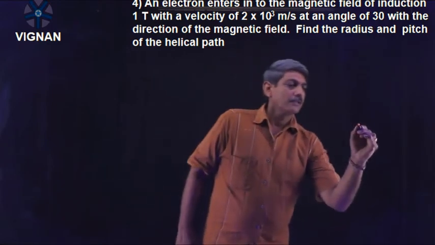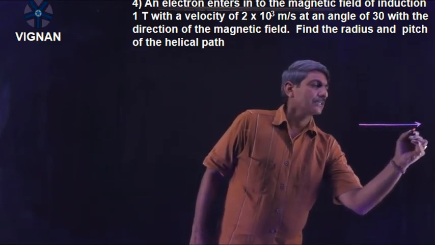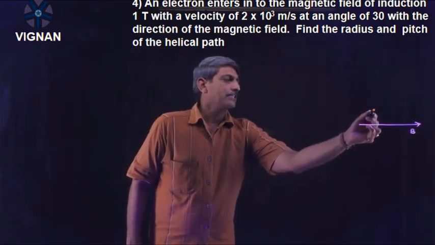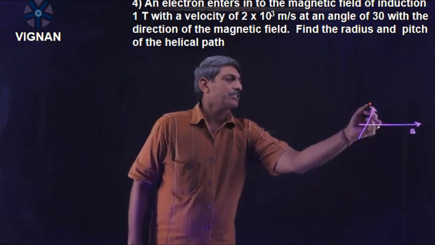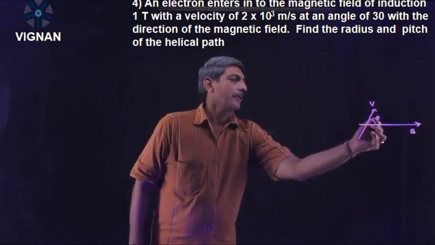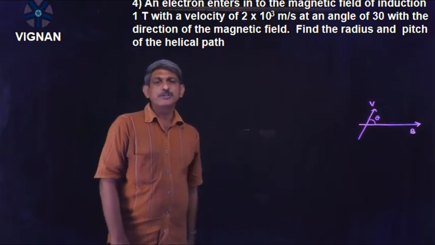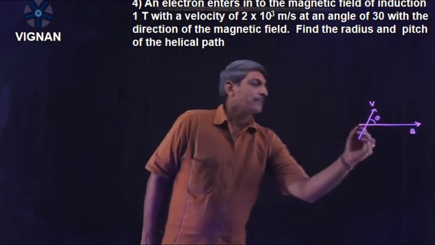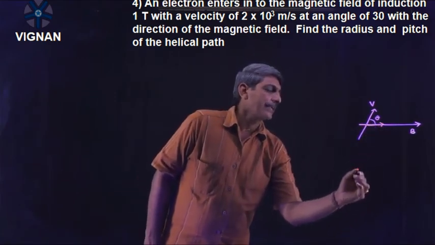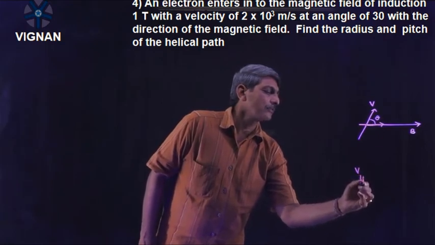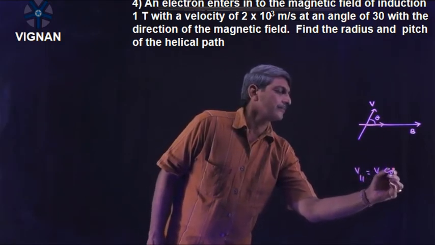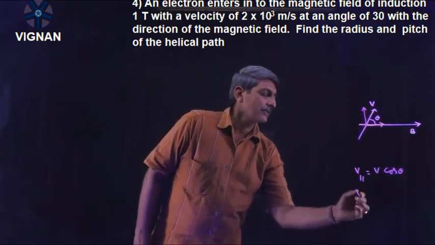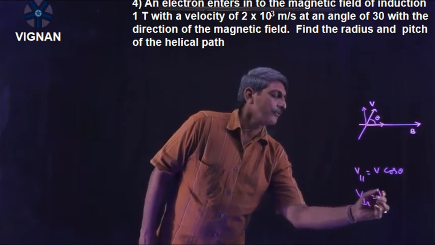Suppose this is the direction of the magnetic field. An electron enters into the magnetic field with the velocity v by making an angle theta as shown in the figure. This velocity can be resolved into two components. One component parallel to the magnetic field, that is V parallel is equal to V cos theta, and one component perpendicular to the magnetic field, that is V perpendicular is equal to V sin theta.